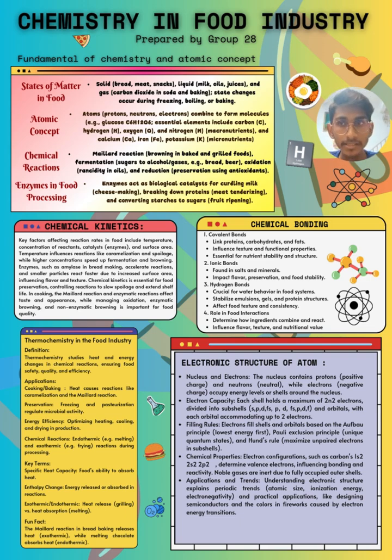The key terms here are specific heat capacity, the food's ability to absorb heat. Enthalpy change is energy released or absorbed in a reaction. And third, exothermic and endothermic. Exothermic is heat release, like grilling, and endothermic is heat absorbing, like melting.